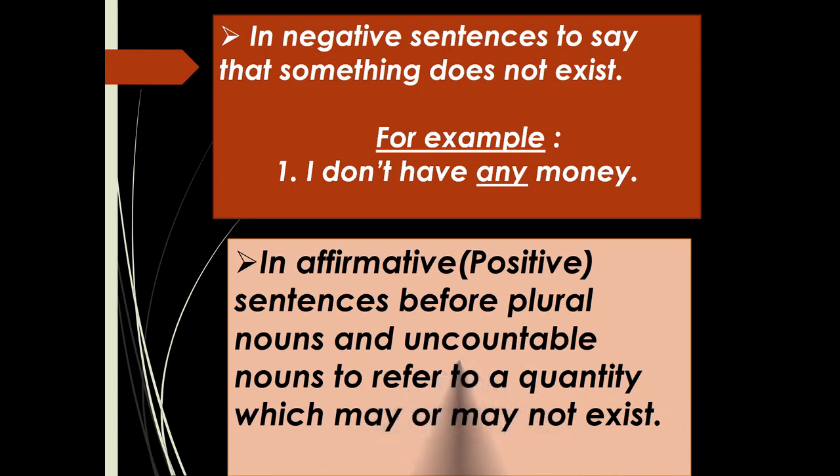Number 3. In affirmative sentences, before plural nouns and uncountable nouns, to refer to a quantity which may or may not exist. I am repeating it again. In affirmative sentences, before plural nouns and uncountable nouns, to refer to a quantity which may or may not exist.